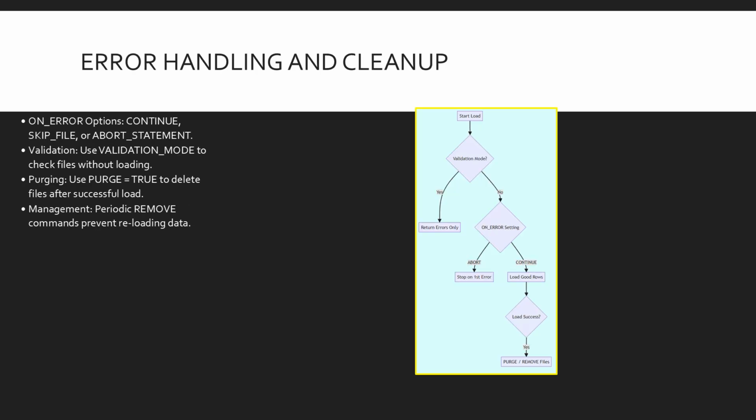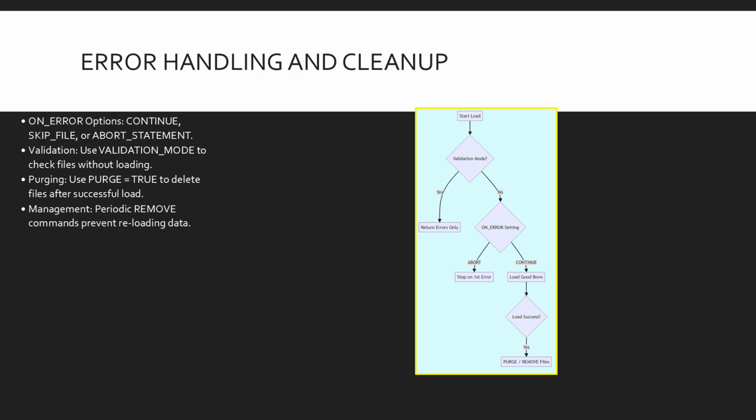Finally, consider how you handle errors and cleanup. The on-error copy option lets you decide whether to abort the load, skip a specific file, or continue processing when errors occur. Before running a large load, you can use validation mode to return errors without actually loading data. Once data is successfully loaded, it is best practice to remove the staged files. You can do this automatically during the load by setting purge equals true in your copy command, or manually using the remove command later to maintain hygiene and reduce costs.